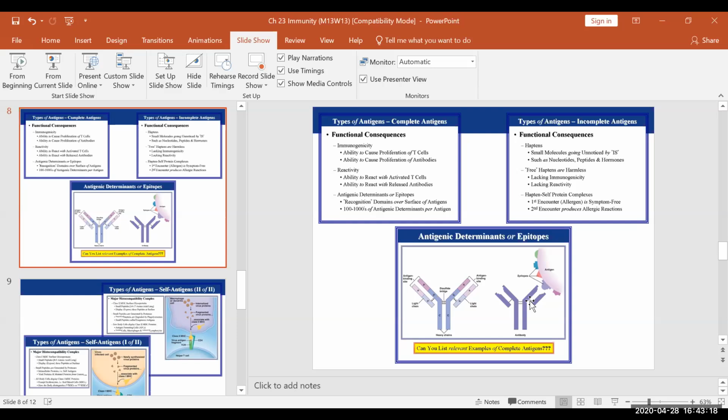So what are examples of complete antigens? An example of a complete antigen would be the first case, the entire virus. So the entire viral particle. That's one example, complete antigen. The second complete antigen, the entire bacterial cell, the entire bacterium. Okay. The third example, the entire fungal cell, one fungal cell.